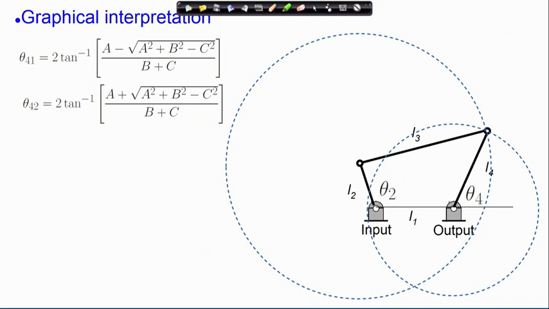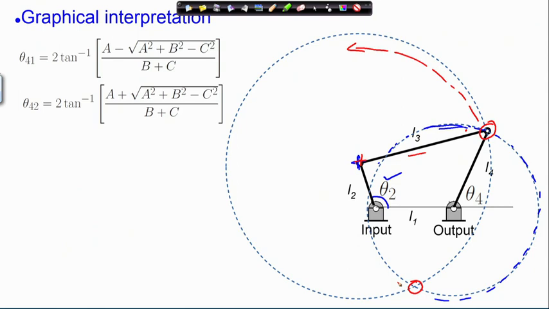Let us look at the graphical picture, the geometric interpretation of the two solutions. Now, theta 2 is specified. We want to find out theta 4. Now, this hinge can rotate because L4 is fixed. So, theta 4 can be any angle such that this hinge lies on this circle. Since theta 2 is fixed, this hinge is fixed. So, the link L3 can rotate with this as the center on this circle. Now, these two circles have two intersections. This is one intersection, this is the other intersection.